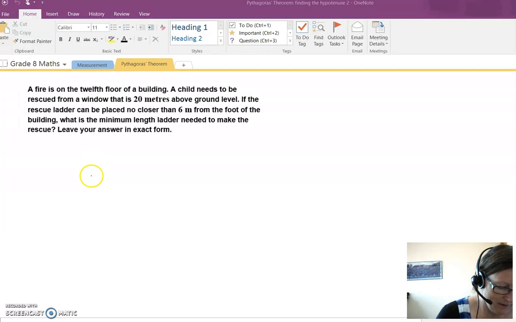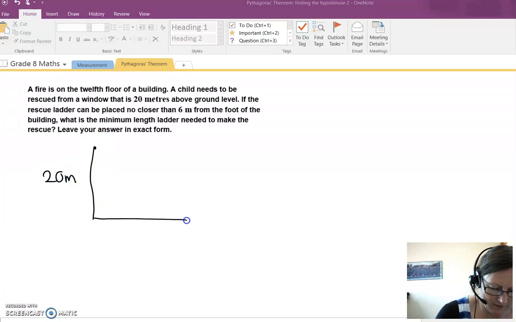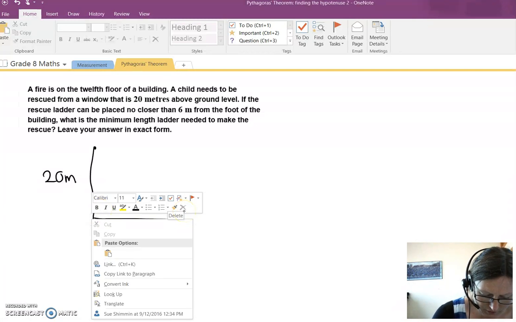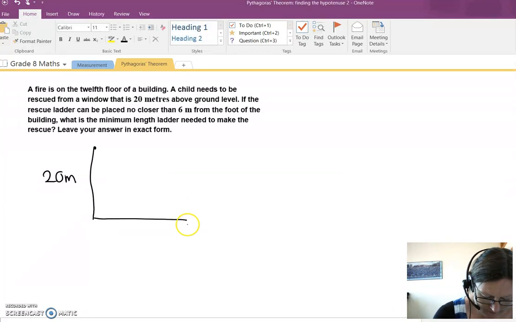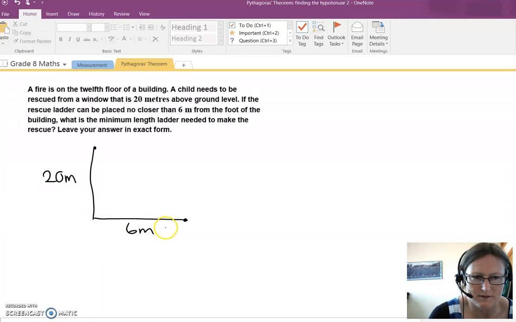So if we have, this is our building, sorry, not a very straight line, that is 20 metres above the ground, so here's the ground. The rescue ladder can be placed no closer than 6 metres from the foot of the building. This is the foot of the building, so the rescue ladder can't be closer than 6 metres, so that distance has to be 6 metres.